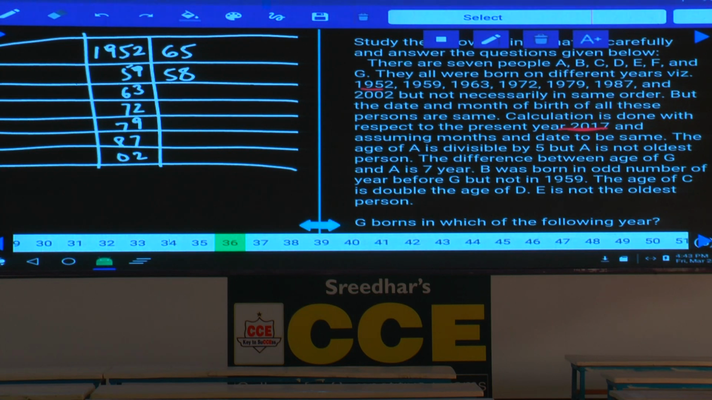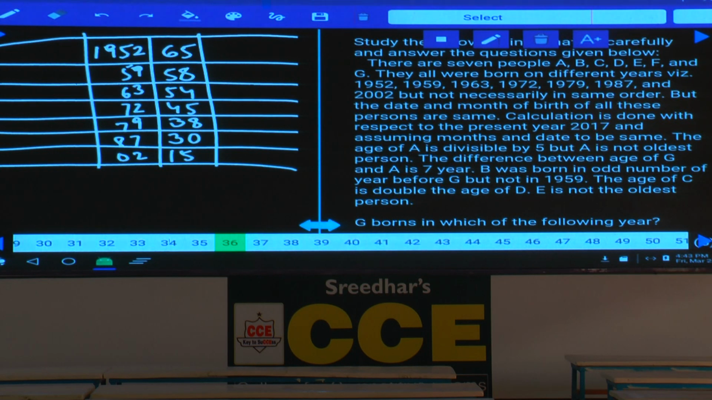And next one, 59 to 63, how much? Plus 4, and here it must be minus 4, isn't it? Next one, 63 to 72, plus 9, so 54 minus 9 will be 45. 72 to 79, plus 7, 45 minus 7 will be 38. And 79 and 87, how many years are there? 8 years. Here it must be 38 minus 8, 30. And 87 to 2002, plus 15, so 30 minus 15, and the age is 15 years. Done with this? These are the ages of these persons.